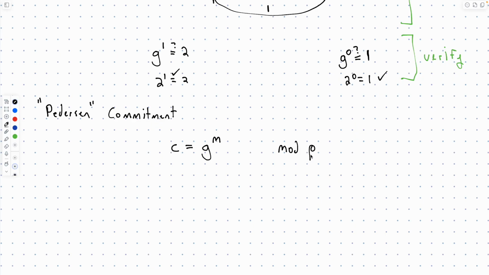Now, I want to make it non-deterministic. Non-deterministic means that when I commit to the same message twice, I get different answers. Okay? How do you think we could make this non-deterministic? How could we possibly have it so that an exponentiation always gives you one answer? Like, g to the m will always be c, right?